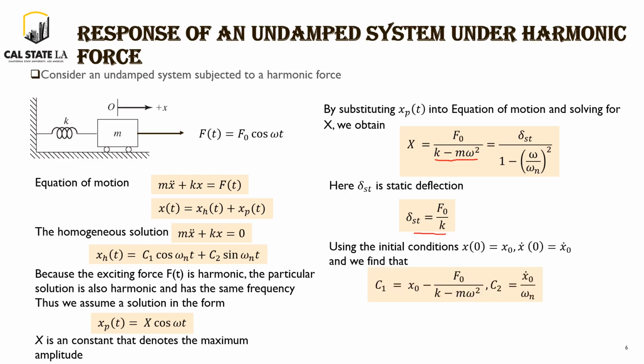Using the initial conditions, x at time 0 is equal to x0 and x dot at time 0 is equal to x dot 0, we can find that c1 is equal to x0 minus f0 over (k minus m omega squared), and c2 is equal to x dot 0 over omega n. So putting all these constants together, we can find the total response x(t), which is equal to c1 times cosine omega n t plus c2 times sine omega n t plus x times cosine omega t.